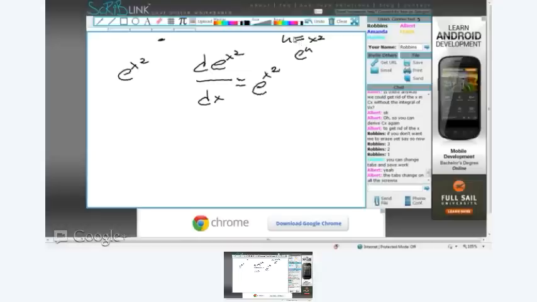So anyways, you would just say that a dummy variable like u equals x squared, so what you actually get is e to the u, and then the derivative of e to the u is just e to the u. You plug the x squared back in for the u, and you get e to the x squared times the derivative of u with respect to x. And the derivative of u with respect to x is 2x. So you end up with 2x e to the x squared.